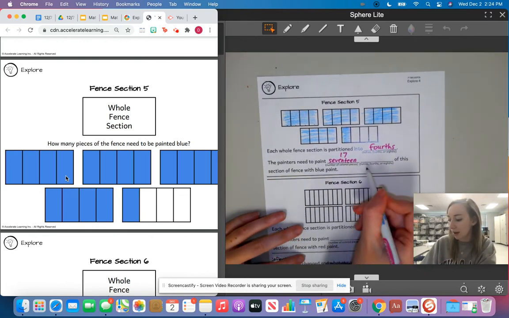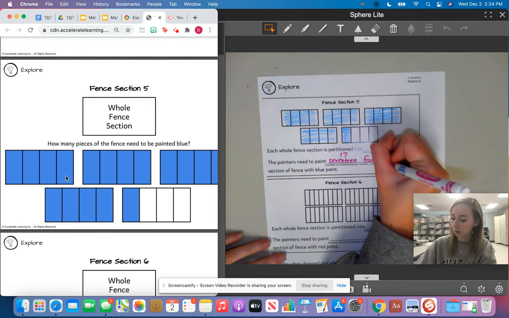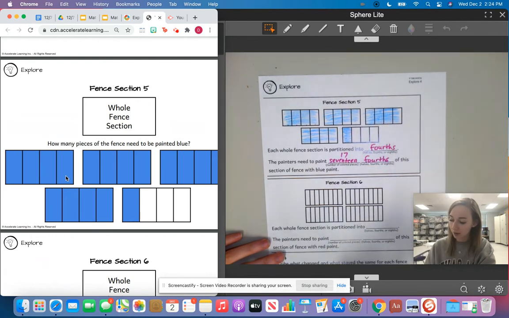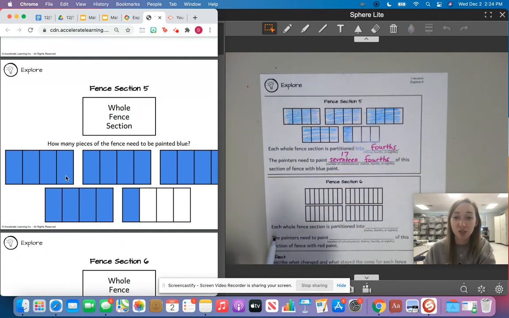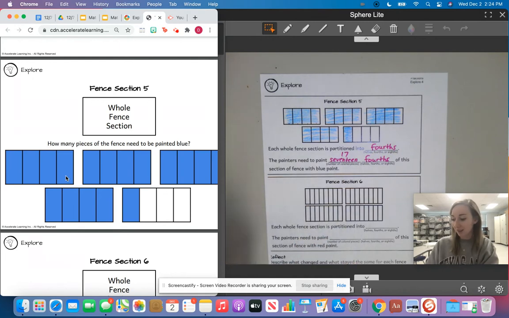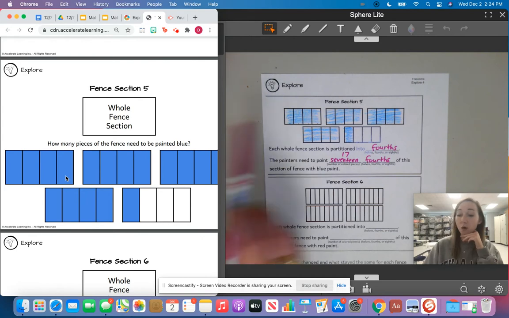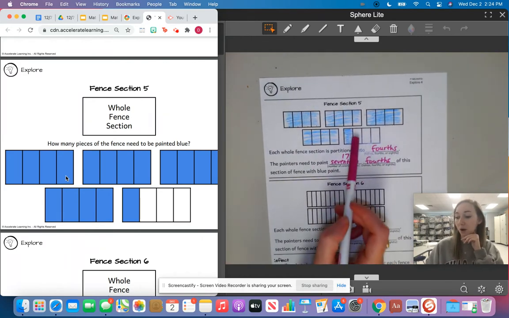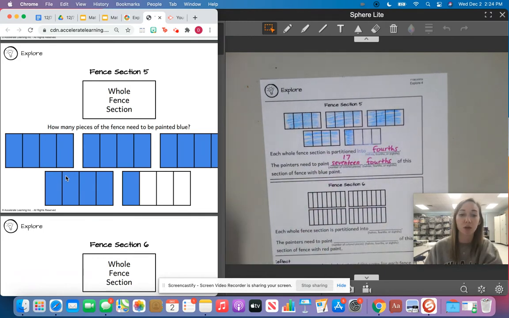And are we talking about halves, fourths, or eighths? What do you guys think? Ooh, I heard people say fourths. We are talking about fourths right here. The painter needs to paint 17 fourths of this section with blue paint. Wow, that's a lot. So he's painting lots of whole fence sections, but then only part of this last one. And all together, we count 17 fourths.